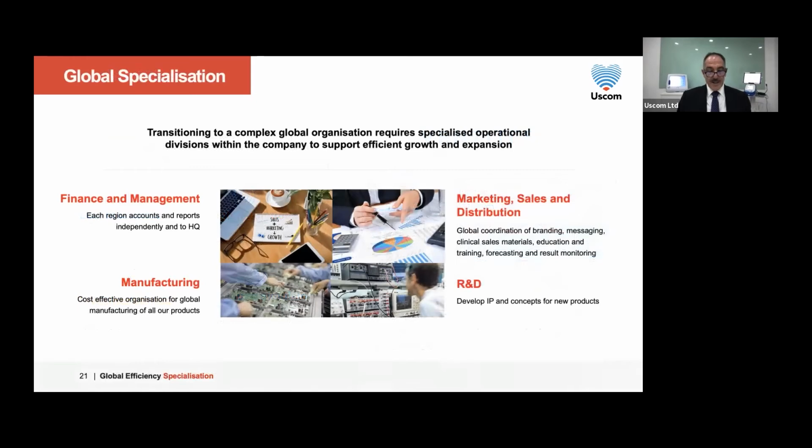Uscom is also transitioning into a complex global organisation, and that requires specialised divisions for oversight of finance and management, marketing, sales and distribution, manufacturing and R&D. Uscom is establishing these separate divisions and looking to build on these foundations to ensure a coordinated global growth.